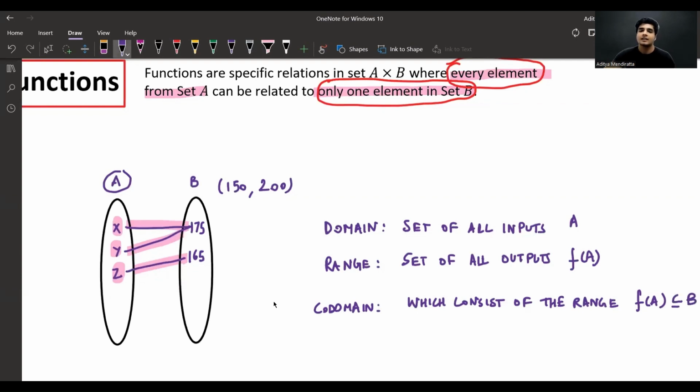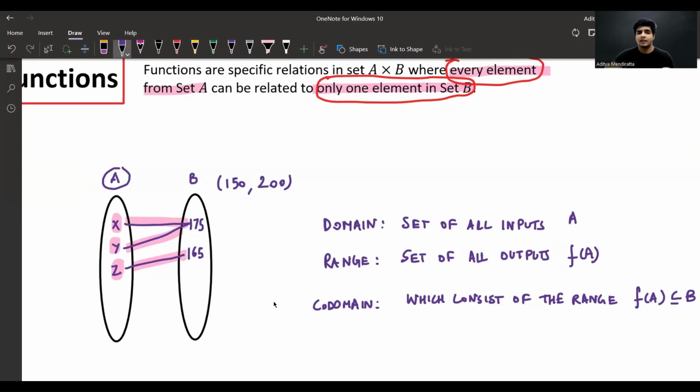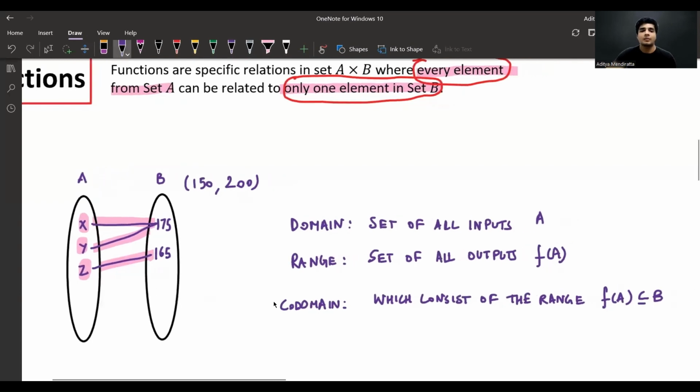So this is what we need to remember. Because there are certain elements in B, in the codomain, which are not being linked to A, which do not have a pre-image in A. That would be the more correct term. So that is how we need to remember some terms about functions.